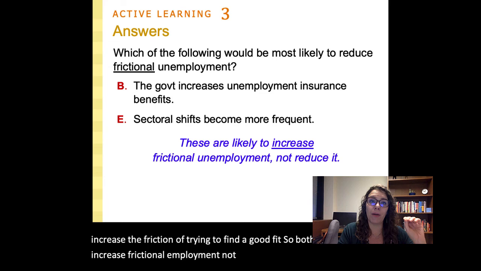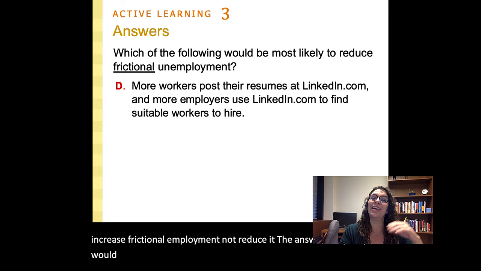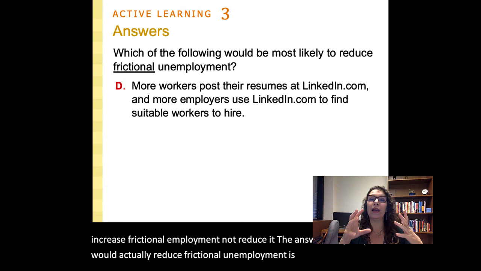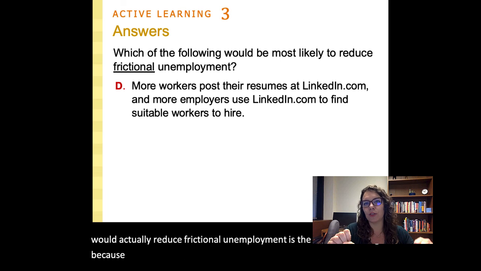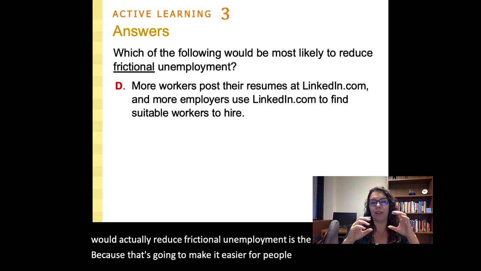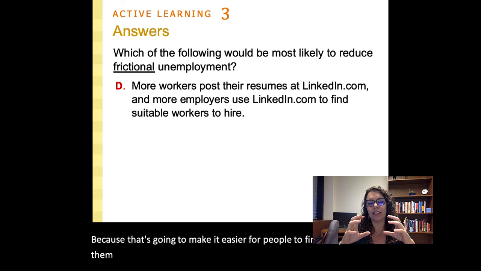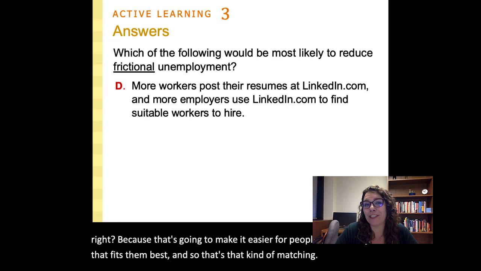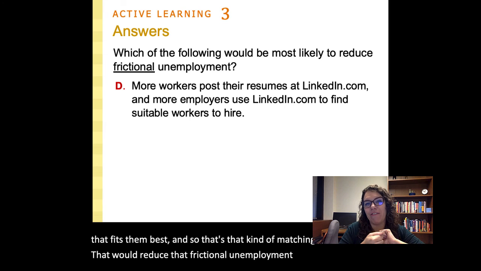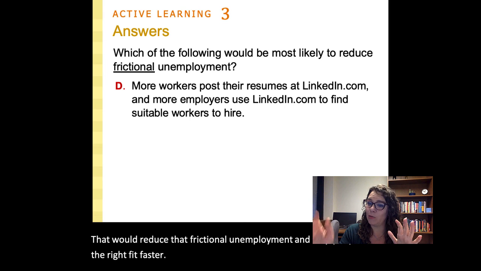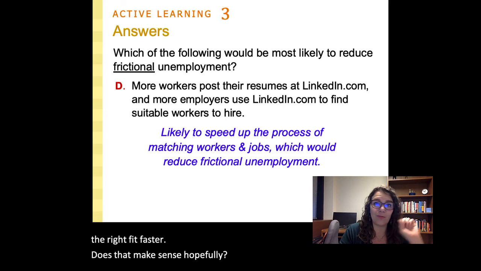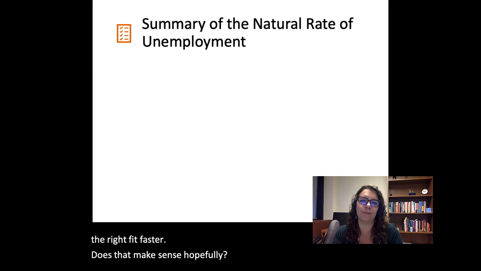So both of these would increase frictional unemployment, not reduce it. The answer, the policy that would actually reduce frictional unemployment, is the LinkedIn one, right? Because that's going to make it easier for people to find the job that fits them best. And so that's that kind of matching that would reduce that frictional unemployment and help people find the right fit faster. Does that make sense, hopefully? I hope so. Let me know if it doesn't.